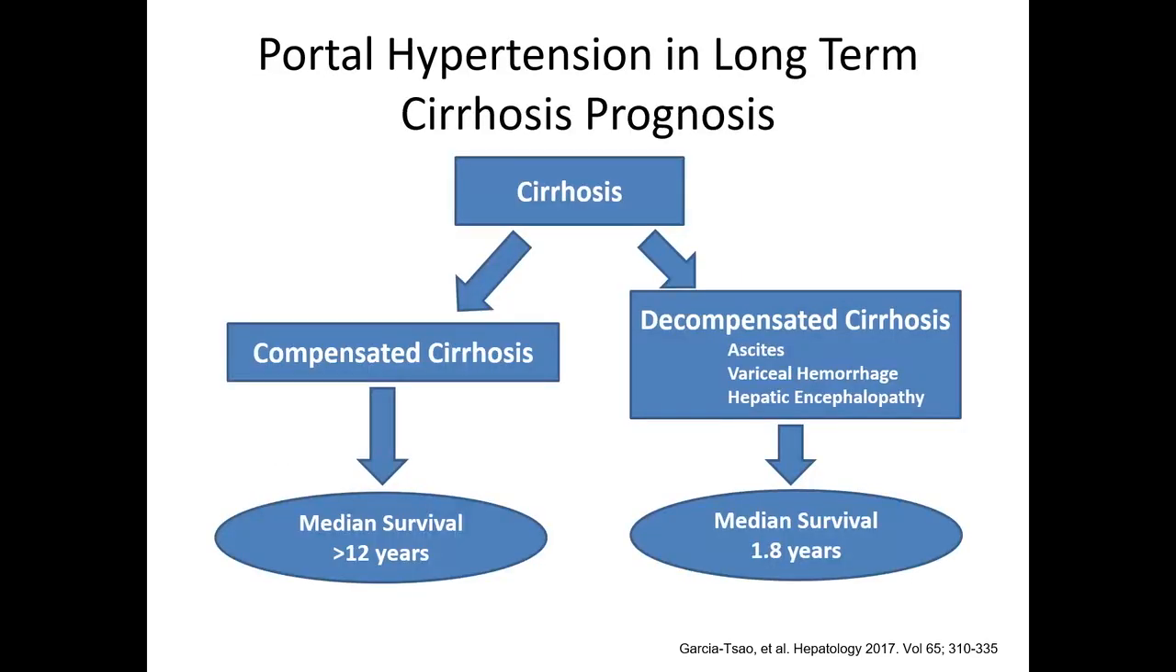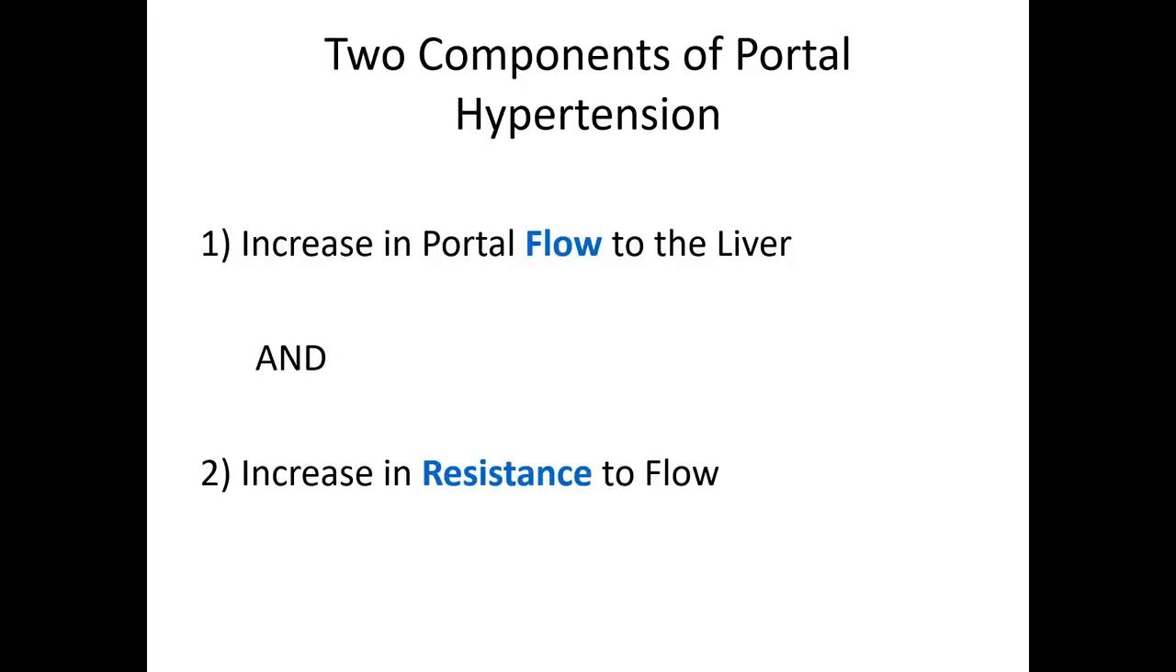Cirrhosis itself is influenced by the presence or absence of portal hypertension in regards to prognosis. When thinking about cirrhosis, you should think about it as compensated or decompensated. In compensated cirrhosis, there's a median survival of greater than 12 years for our patients. In decompensated cirrhosis, which is manifested with ascites, variceal hemorrhage, and hepatic encephalopathy, the median survival is 1.8 years. Decompensated cirrhosis is the manifestation of complications from portal hypertension.